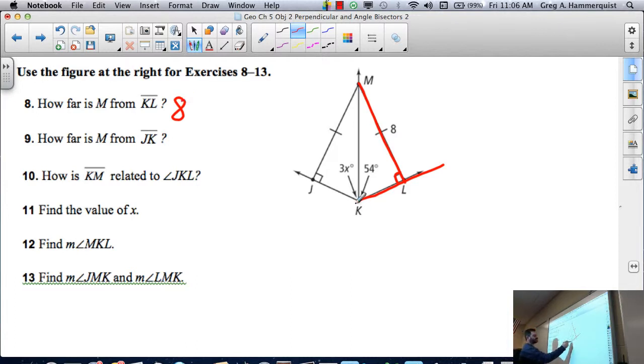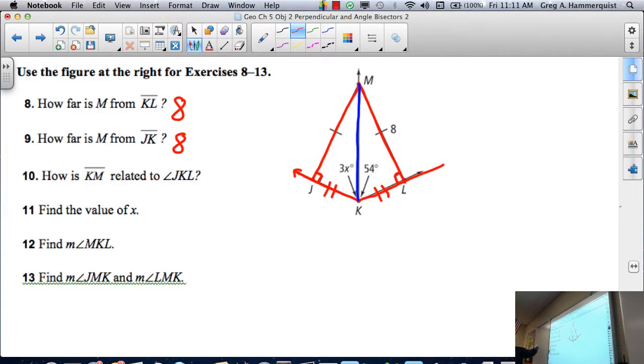How far is M from JK? Well, again, look at JK. You've got a line. Point M is not on that line, so again, its distance is on the segment that is perpendicular to it. That would be right here. Those two sides, ML and MJ, are marked as congruent. So if ML is 8, then also JM or MJ is also 8. So there we go, 8 for those two.